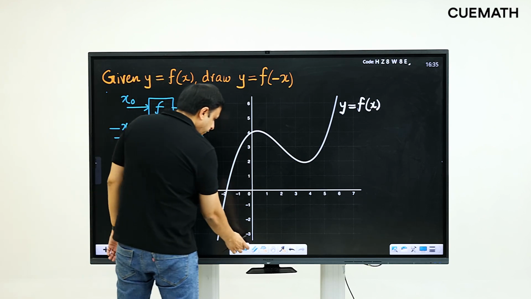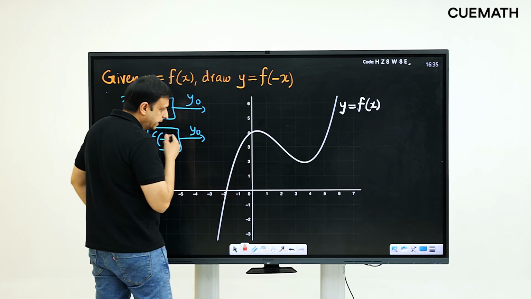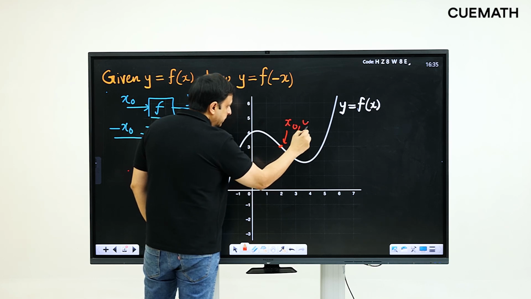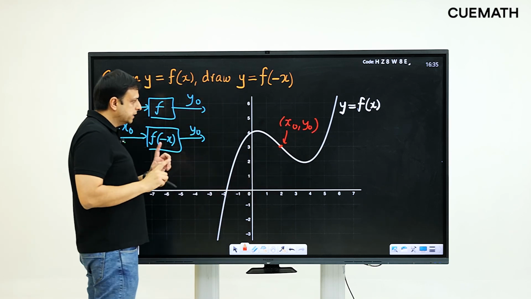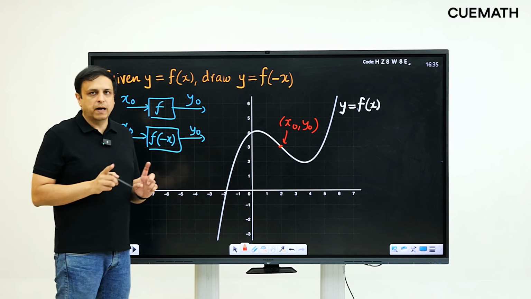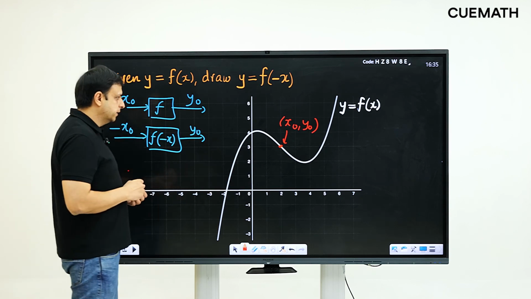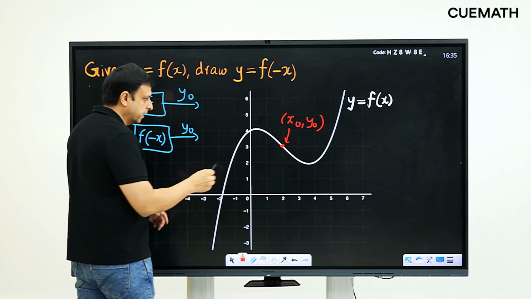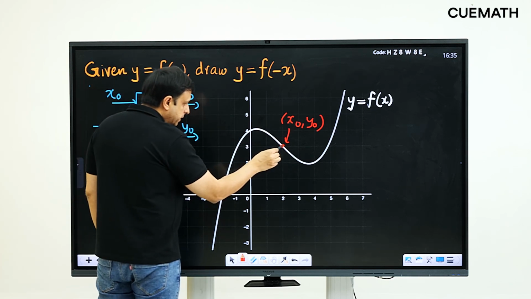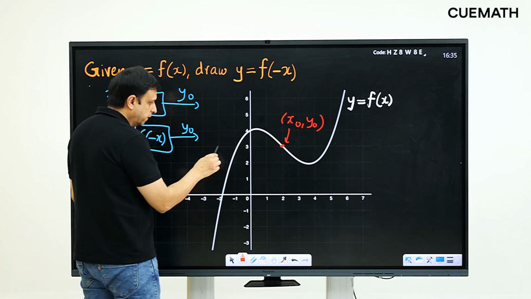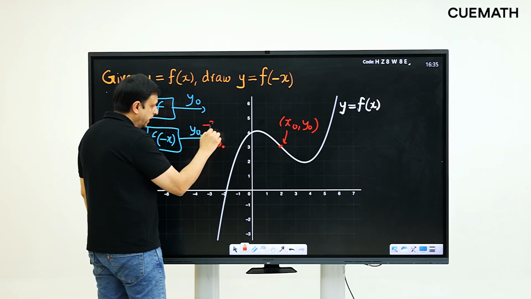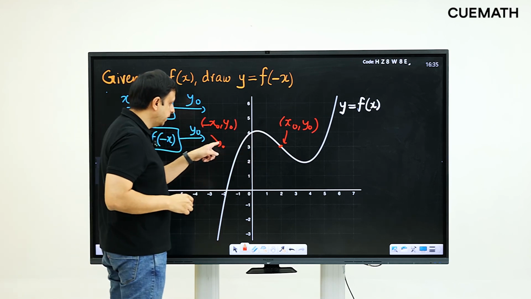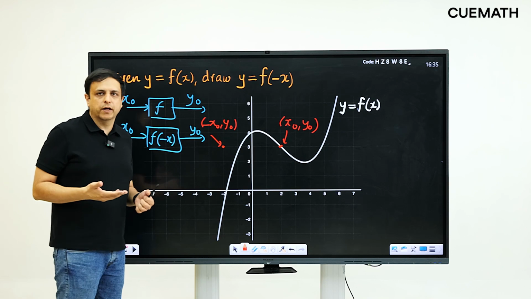What does that mean graphically? So, let us take for example this point here, let us call it x naught y naught. So, this is a point on the original graph. Now, this point will transform to the new point minus x naught comma y naught. So, the x coordinate will get inverted in the transformation, and therefore, the new point corresponding to this will be a mirror reflection of this point in the y axis. So, this point here is minus x naught y naught, and so this point will move over here, and the same thing will happen for every other point on the graph.